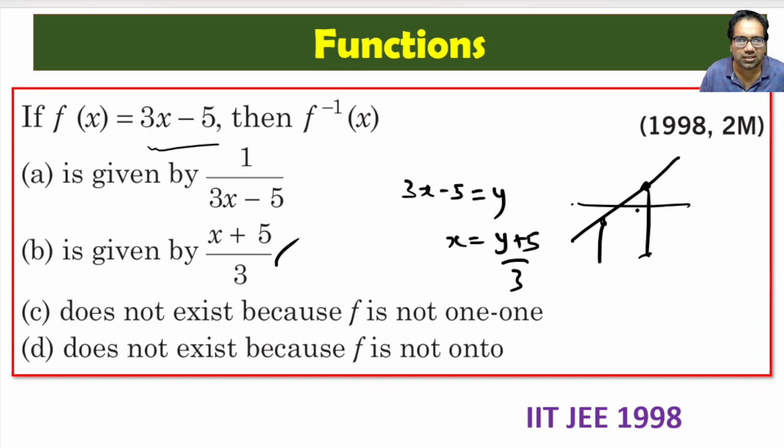We do the horizontal test. This horizontal line will meet the straight line only at one point. Obviously, there is a slope here. It is not that the line is horizontal. There is a slope. So that's why this is 1 to 1. A straight line is always 1 to 1. Okay. The correct answer is this thing.